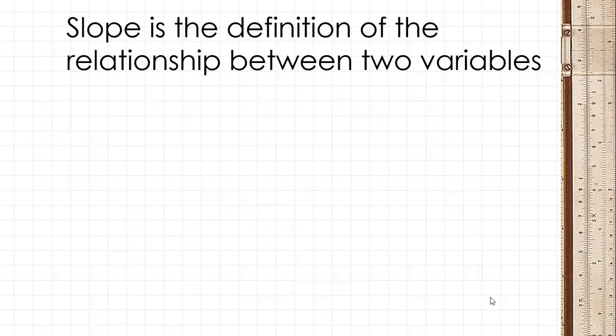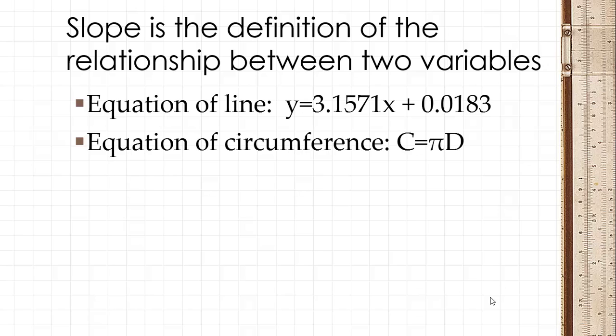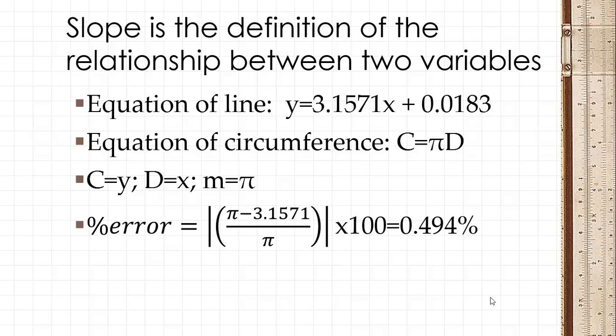Alright, so slope is the definition of the relationship between two variables. Now, the equation we got of the line, again, is y equals 3.1571x. In this case I said plus, but it's still right around the origin. The equation of circumference is c equals pi times d. So in this case, c equals the y, d equals the x, and m, the slope, equals pi. Now let's take a look at these. If I do a percent error calculation between the value of pi and the slope I got from my measurements, I get a percent error of 0.494%, which means I'm pretty darn close.